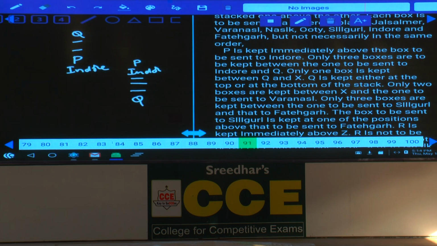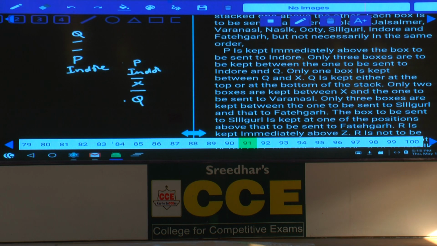Next one. Only 1 box is kept between Q and X. As 1 box is between Q and X, now X can be here or X can be here. How many possibilities? 1, 2, 3, 4, 5, 6, 7, 8. X cannot be below this one, because then we would have 8 boxes, which is not possible. Hence, with 1 box between Q and X, X must be exactly at this place. Are you following this one or not?